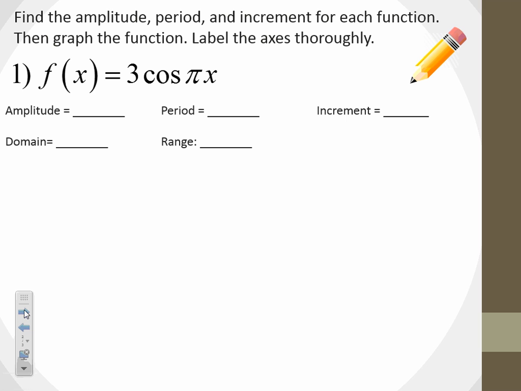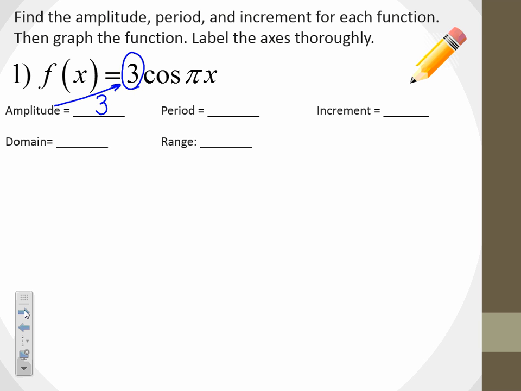So we need to find the amplitude and period and increment for each function, then graph it, label it, that sort of thing. So here's what we have. We have f of x equals 3 cosine pi x. So ladies and gentlemen, one more time to kind of highlight the big ideas. What we're talking about here is this amplitude is always in front of the sine or cosine. So what's in front of that? A 3. So the amplitude of this wave will be a 3.